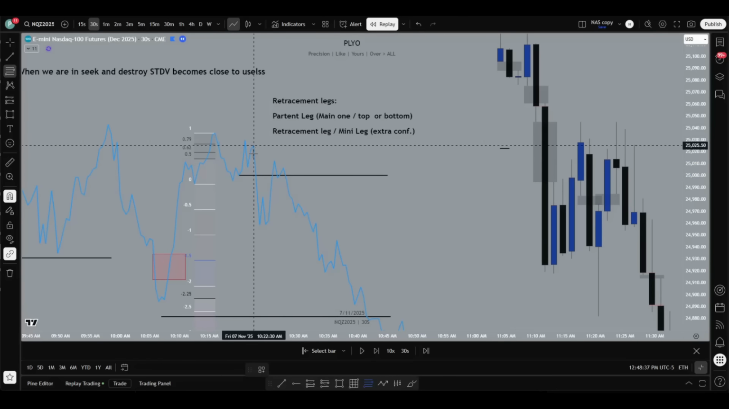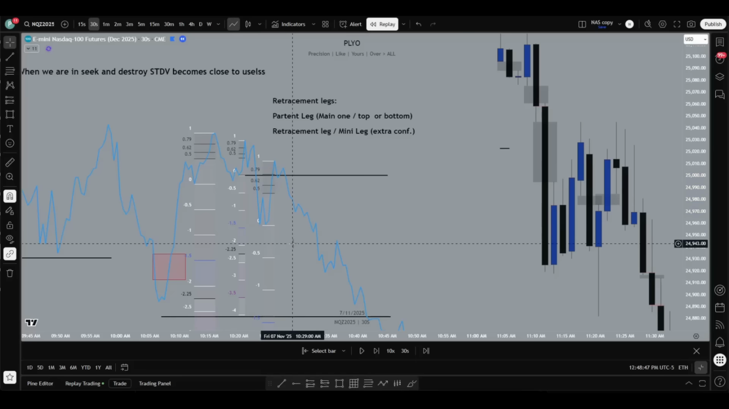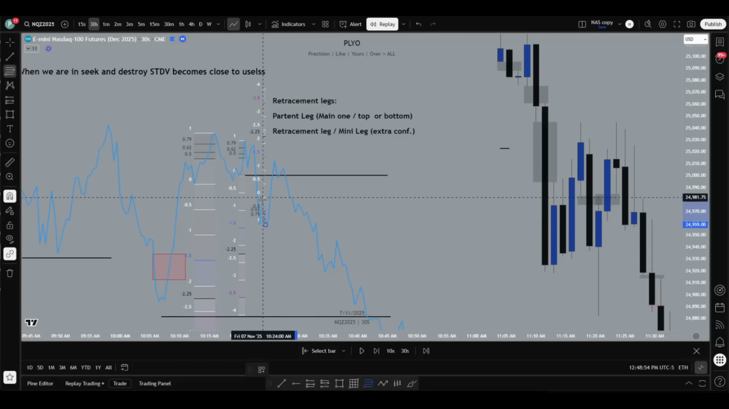Then we have two here. Then we have a third one here, right? That's 3 standard deviations to the downside. How many to the upside do we have? Only one, if that. This is only one that we have to the upside. That's it.